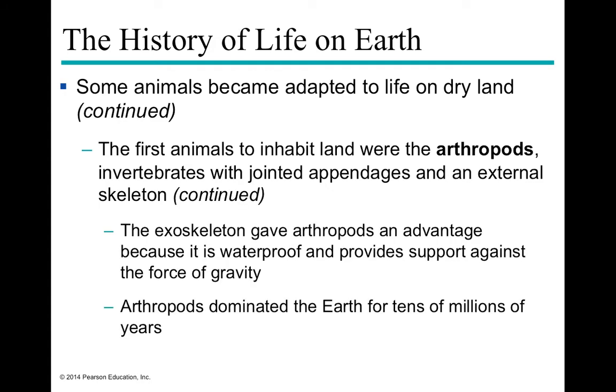And in a scary science fiction sort of way, arthropods dominated the Earth for tens of millions of years. For tens of millions of years, centipedes were one of the dominant land animals because they had such a fantastic exoskeleton. Exoskeleton gives the arthropods an advantage because it's waterproof for one. It provides support against the force of gravity, and nothing can get through it in terms of predation. So it allows these animals to have their free roam of the Earth.